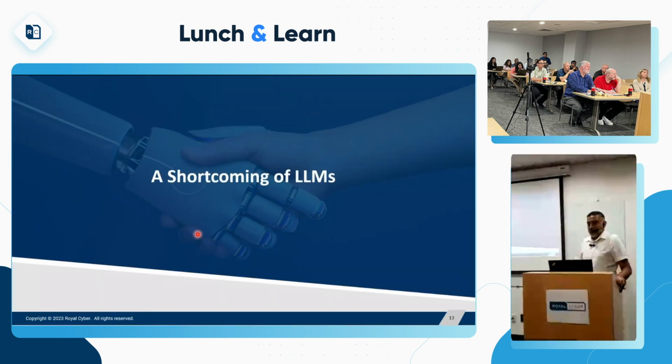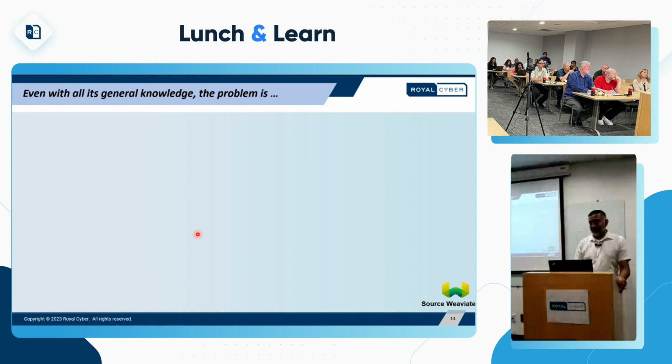Does anybody know some of the shortcomings of the large language model, especially ChatGPT? Hallucinating, that is one of them. What else? It's biased. Yes, it is biased, also maybe. It depends on how it is trained.